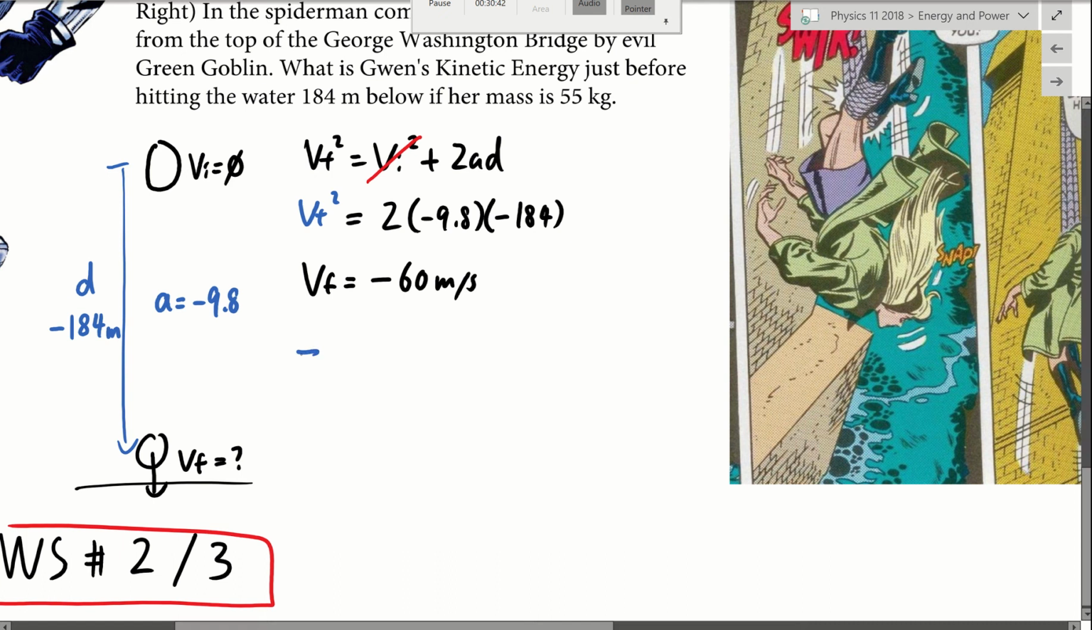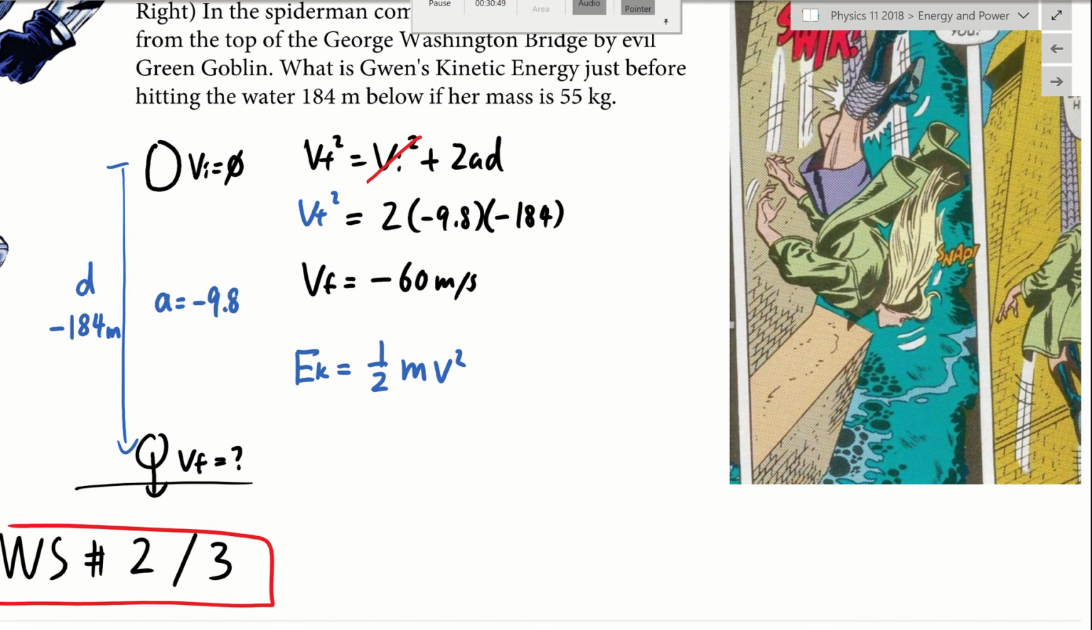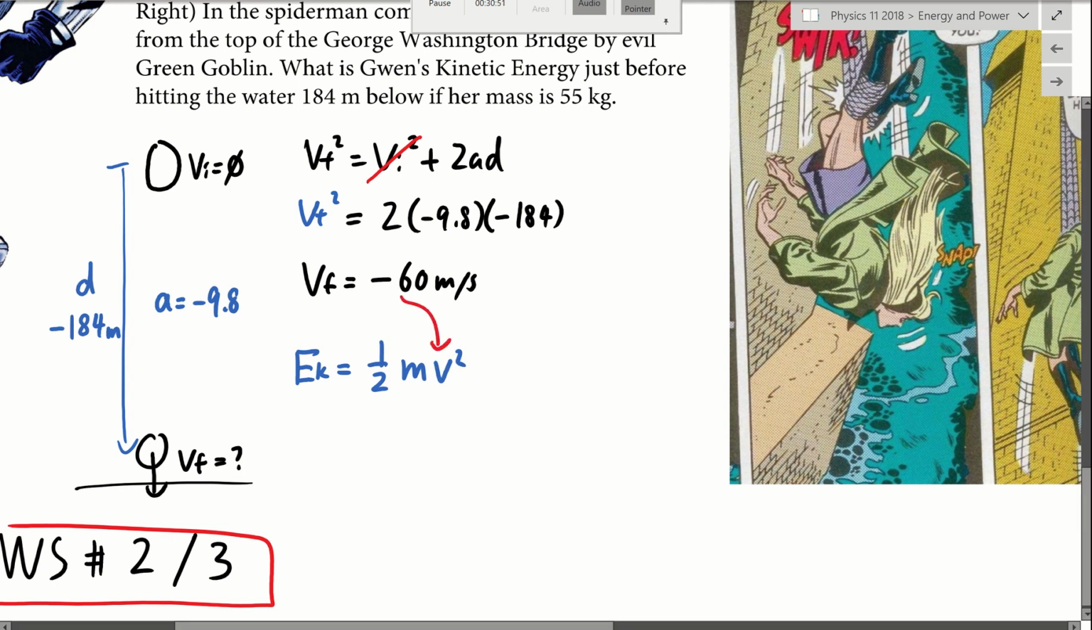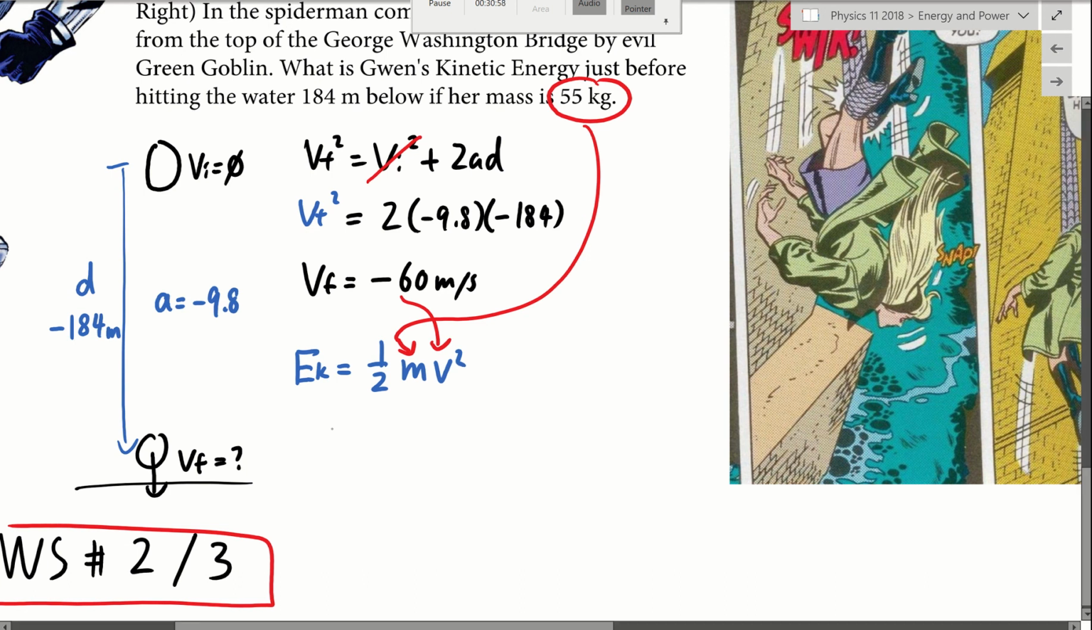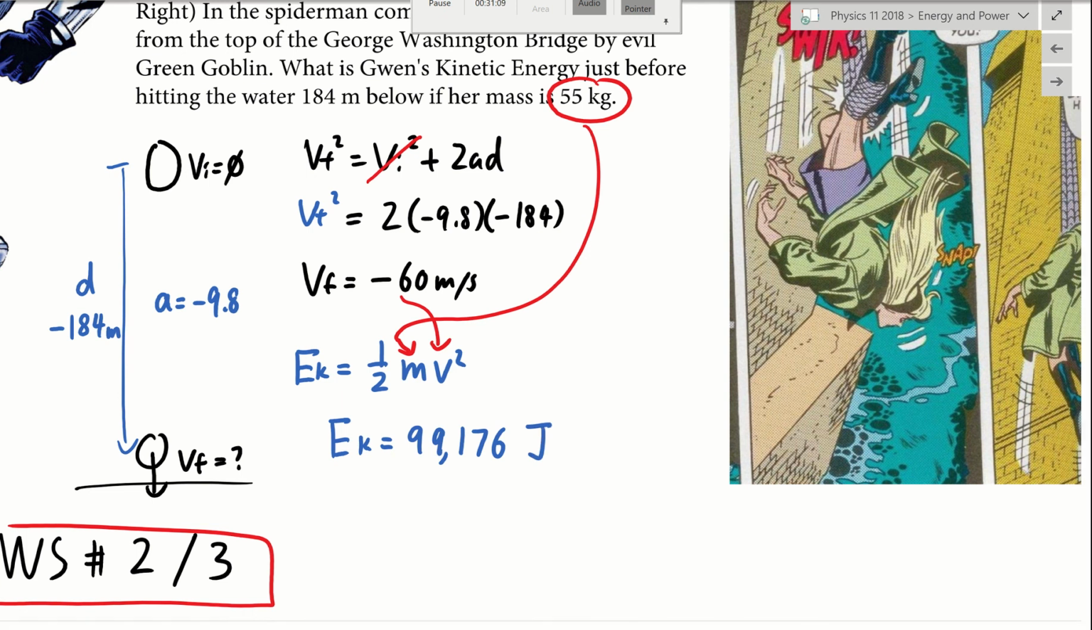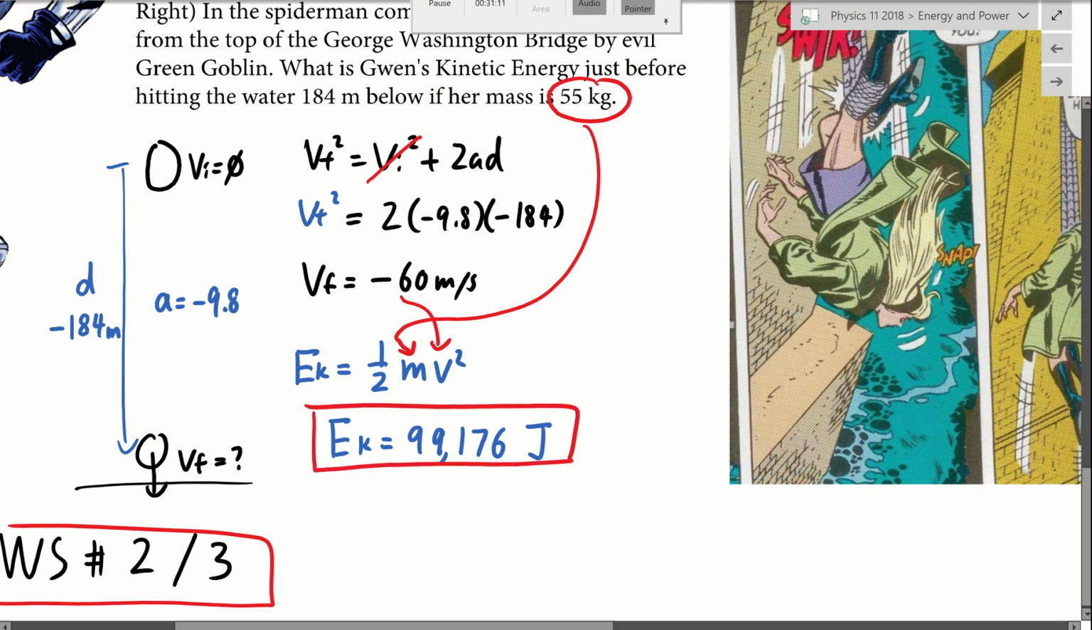So let's turn that into kinetic energy. Now we can use the kinetic energy equation, 1/2 mv squared. We'll put the velocity right here and put her mass, which is 55 kilograms, right here. All right. So now the kinetic energy just before. She's carrying almost 10,000 joules of energy with her as she falls down.